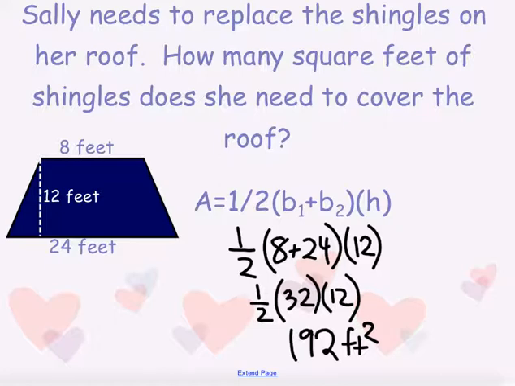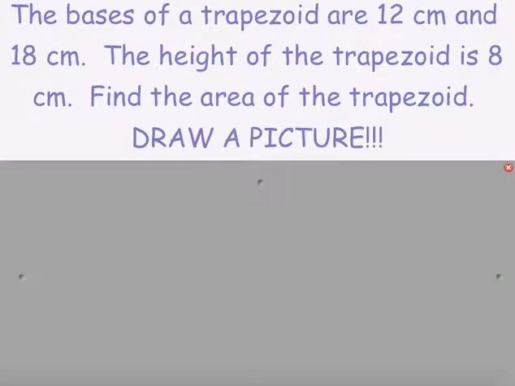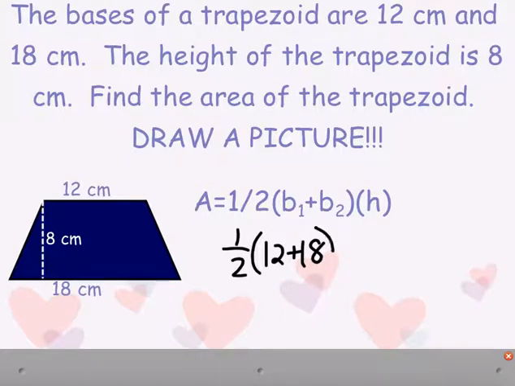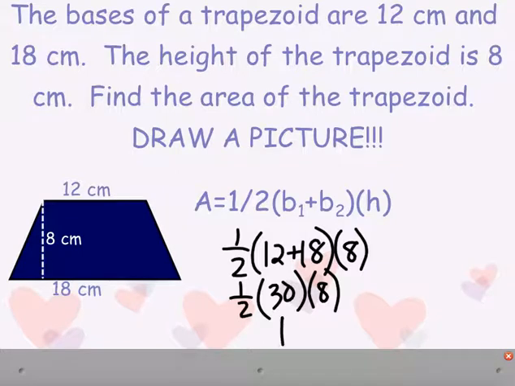Alright, so we're just plugging into our formula now. So if we have the bases of a trapezoid are 12 centimeters and 18 centimeters, the height of the trapezoid is 8 centimeters. What is the area? Now a trapezoid will look like this. Okay, we'll have our different units there. And so we're going to add these in and say 1/2 times 12 plus 18, and then multiplied by our height of 8. So we multiply these together, and we get 1/2 times our 30 times 8. So we get 120 centimeters squared.